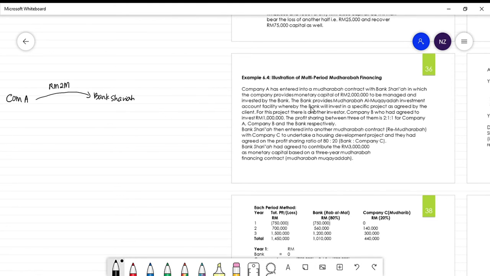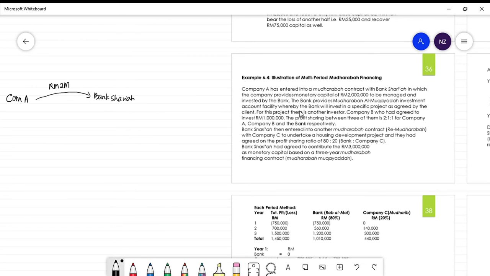Okay. Then the bank provides mudharabah al-muqayyadah, which means restricted mudharabah investment account facility whereby the bank will invest in a specific project as agreed by the client. It means like what it said earlier, the Bank Syariah uses the 2 million to invest in the project. It calls it a mudharabah al-muqayyadah investment account, it creates that account.